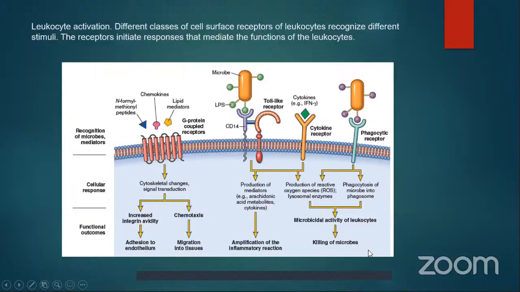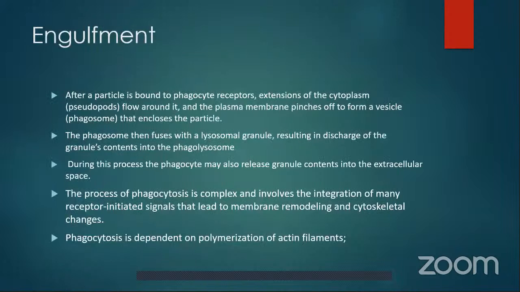Commonly, the example is a microbe. After the microbe is now sitting on the membrane of the leukocyte, it is recognized. Now what will happen? The next thing is that it has to be taken within the cell. That process is called engulfment. After a particle is bound to the phagocyte receptors, extensions of the cytoplasm, also called pseudopods, will flow around that particle, and the plasma membrane pinches off to form a vesicle. That vesicle, which encloses the microbial particle, is called a phagosome.